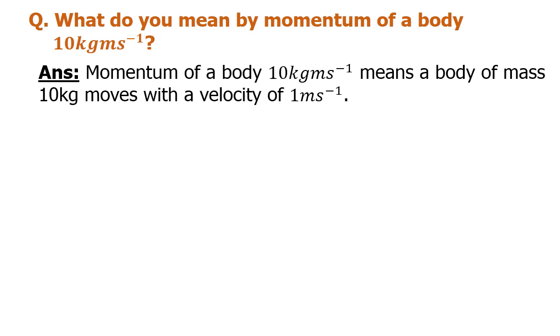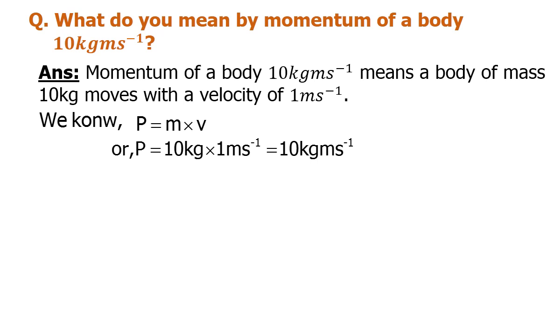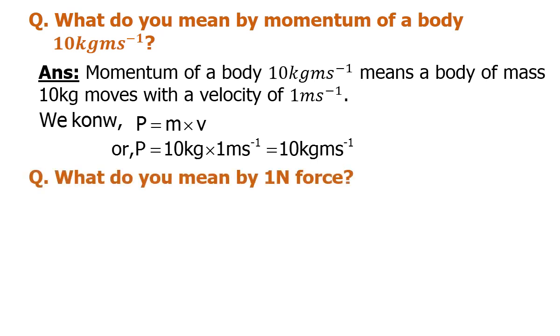Or you can also say that the body of mass 1 kg moves with a velocity of 10 meter per second. It also means the momentum of a body 10 kg meter per second. So this type of answer you can define in these two ways. And we know that momentum p equals mv, so here m is 10 kg and v equals 1 meter per second.